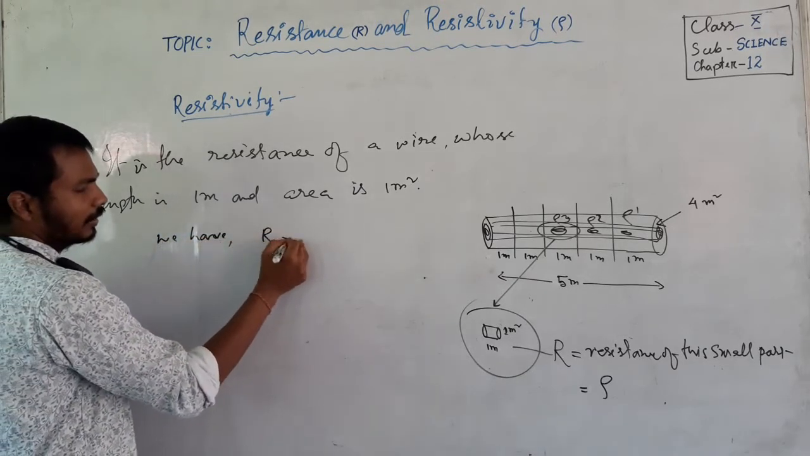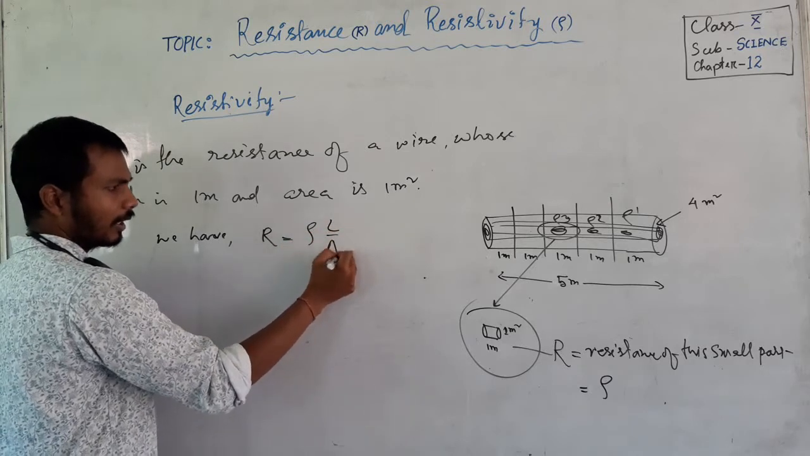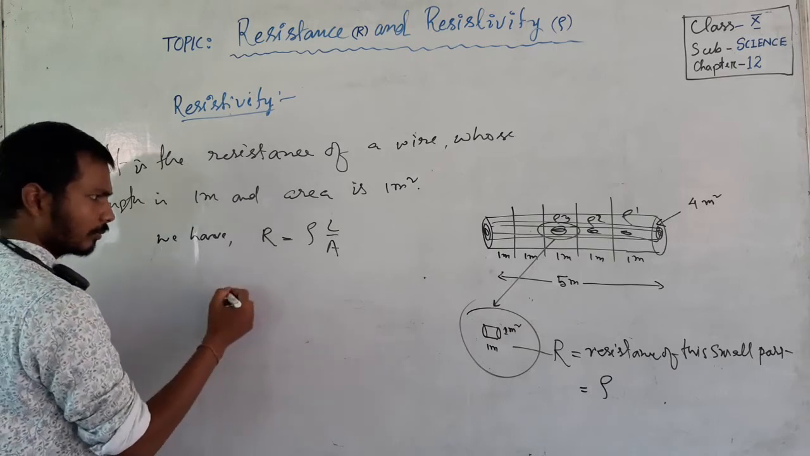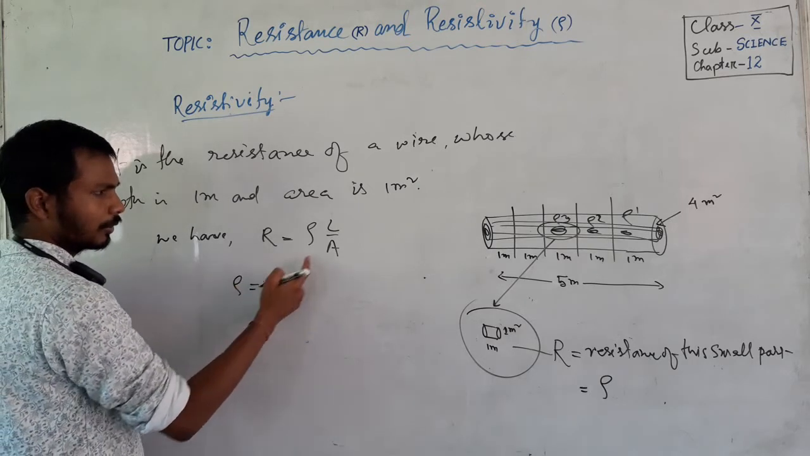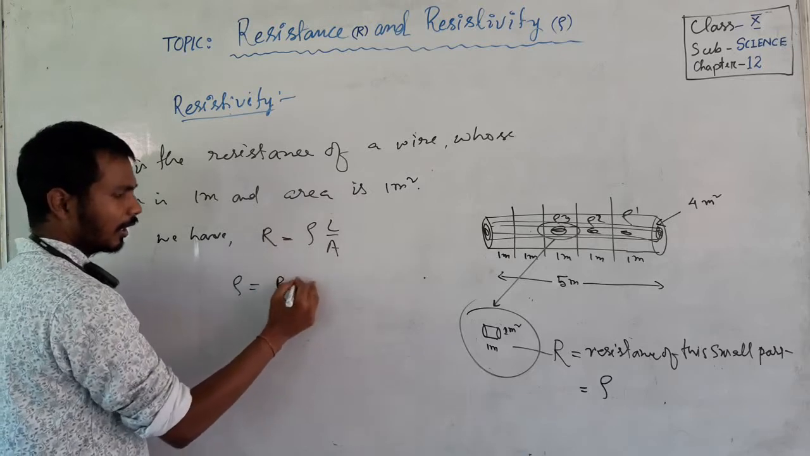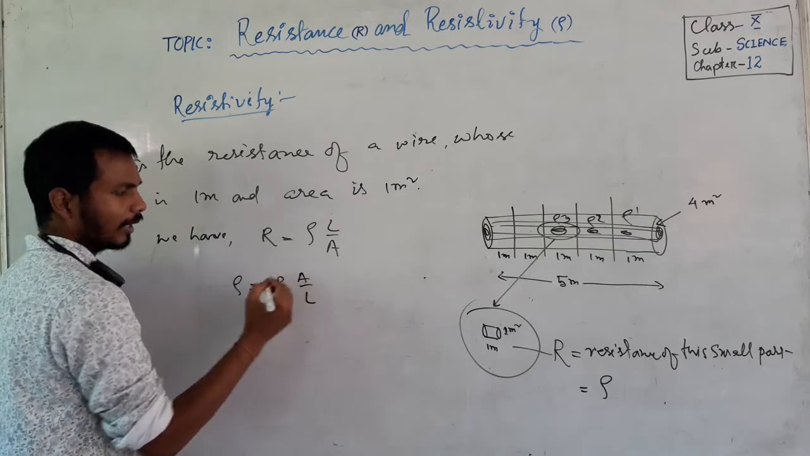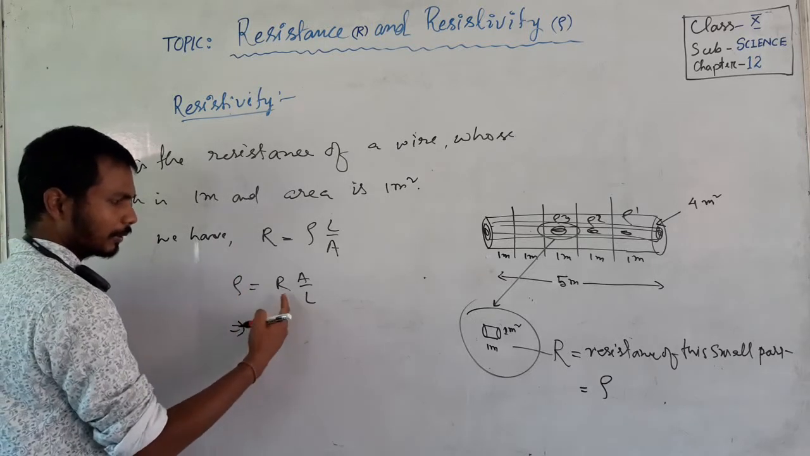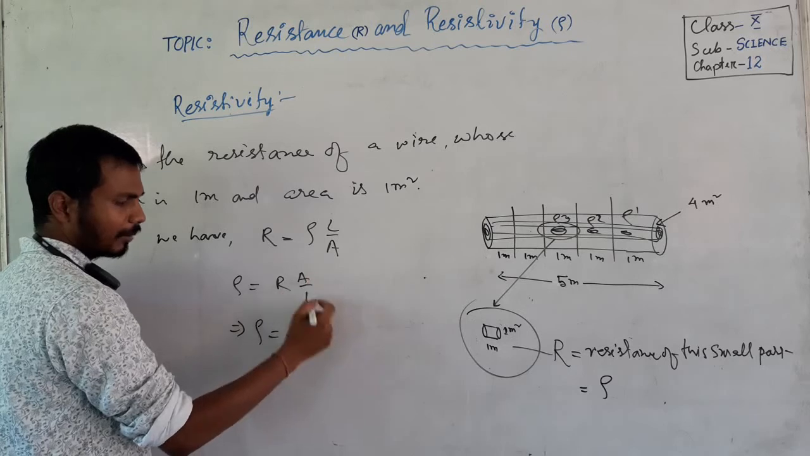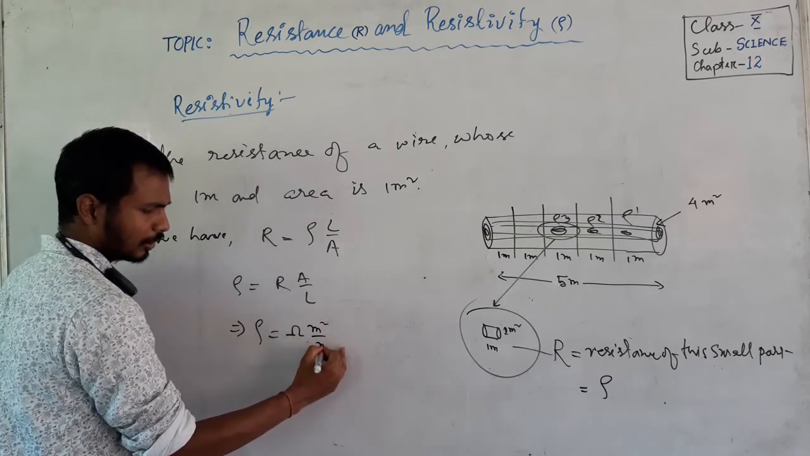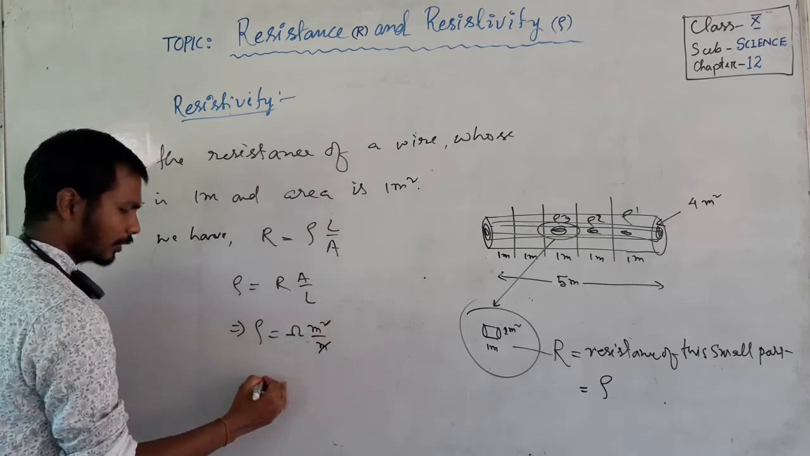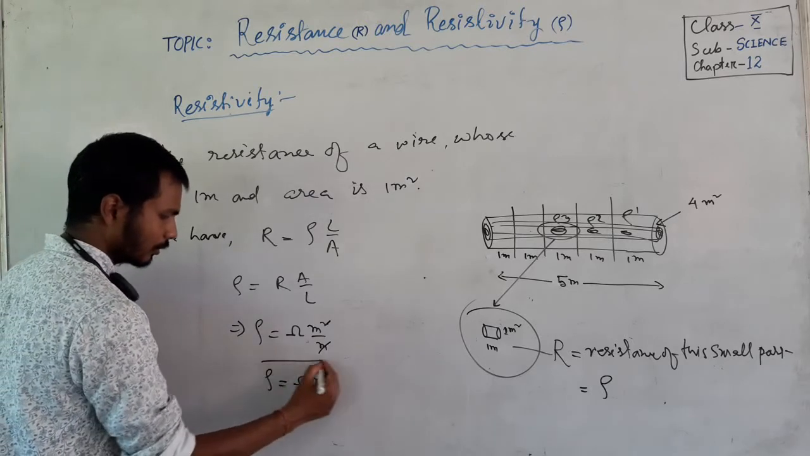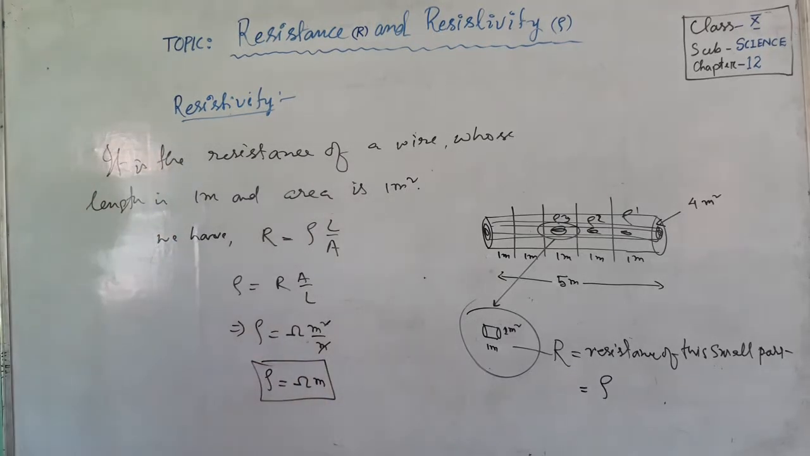We have R, resistance, is equal to rho L by area. Now rho is equal to, transposing this part to this side, R A by length. So what is the unit of resistivity? R means ohm, area means meter square, length means meter. So one meter cancels. So we will have the unit of resistivity equal to ohm meter. Okay, this is the resistivity.